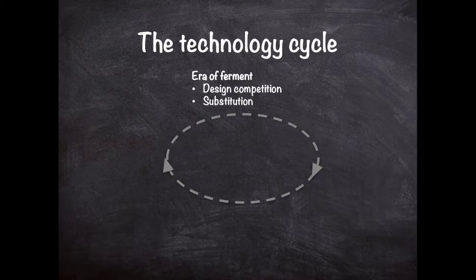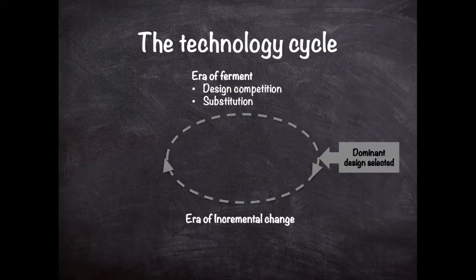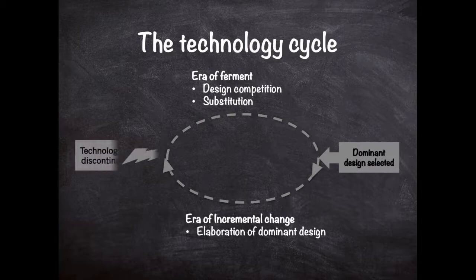And we have substitution. We change ideas of what a bicycle is from year to year perhaps, or from brand to brand. But after a while, dominant design is selected and everyone starts producing roughly the same kind of bike. Then we have an era of incremental change. Start changing smaller parts of the bike, and you elaborate the dominant design.